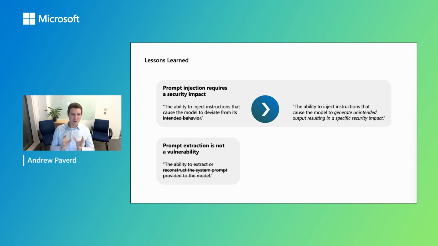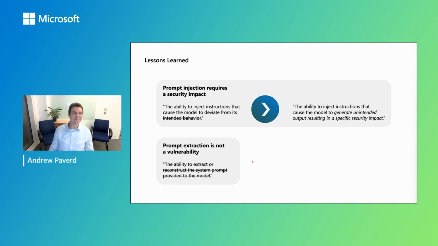For prompt injection, we now need to see a specific security impact, like those examples of data exfiltration that I showed earlier. As you'll recall from my earlier slides, we now define prompt injection as the ability to inject instructions that cause the model to generate unintended output, resulting in a specific security impact. So keep that in mind when reporting this type of vulnerability to us.